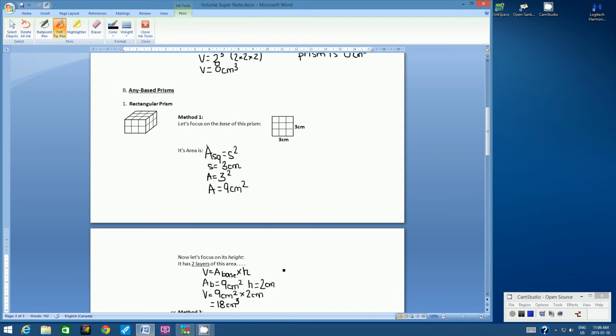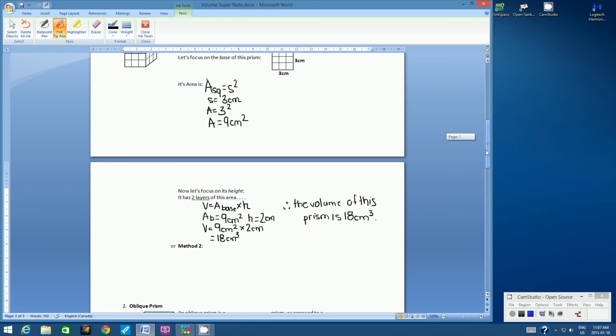Because we solved for the volume, now we have to put our therefore statement. Therefore, the volume of this prism, we could put rectangular prism if we wanted, is 18 centimeters cubed. Don't forget the cubed. That's method 1.